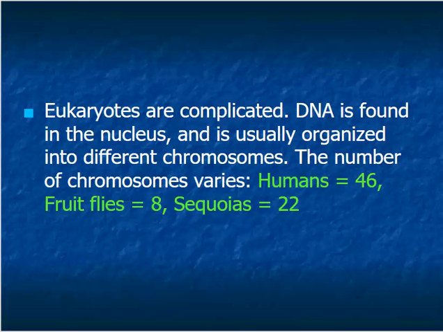If you look, we have different chromosome numbers depending on an individual. We looked at human karyotypes, so you should remember that humans have 46 chromosomes, fruit flies have 8, and giant sequoia trees have 22.